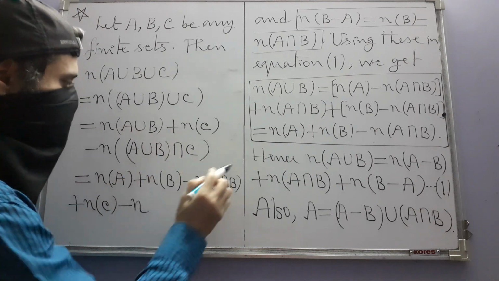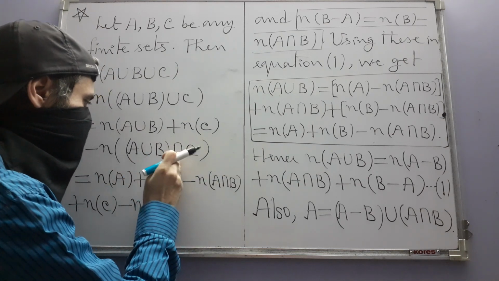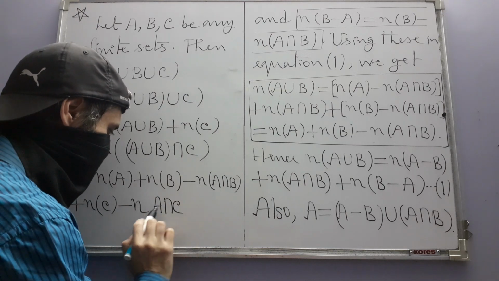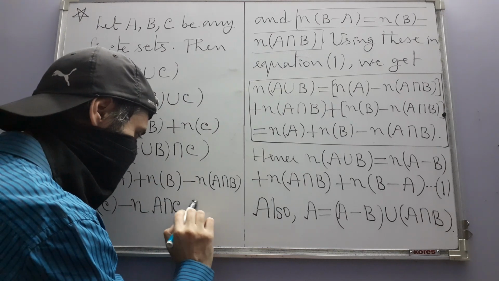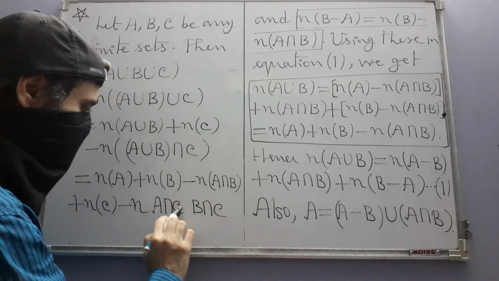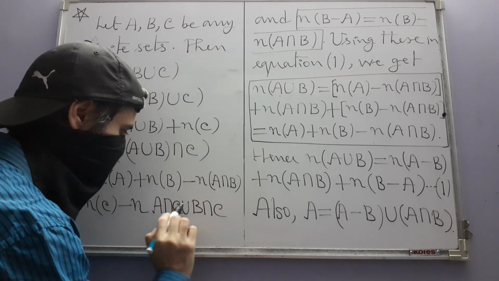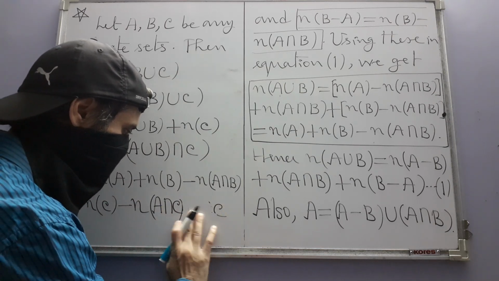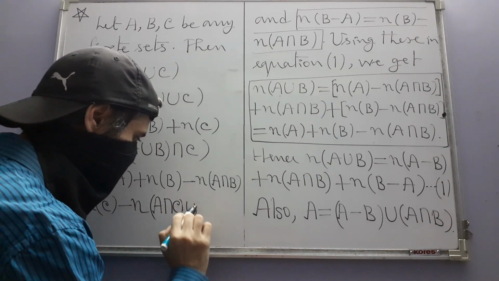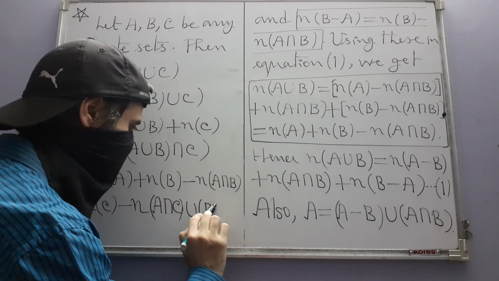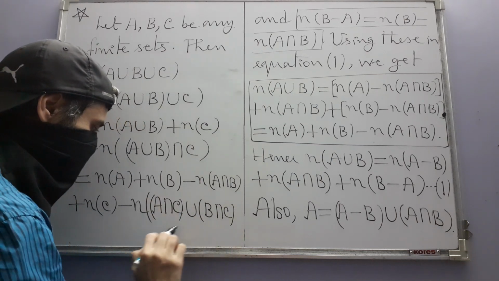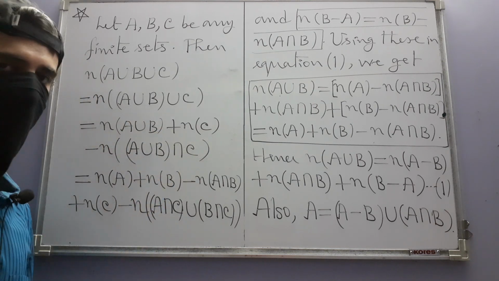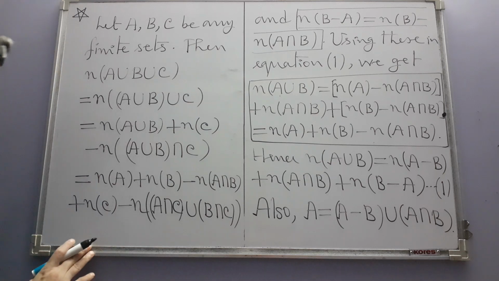You see, A union B intersection C, intersection will go inside. That is, you will have A intersection C and B intersection C. But in the middle, you will have union. A intersection C, let me just write it a bit separately, union B intersection C. In fact, that is why we call it a distributive law. Intersection distributes itself over union. All right.